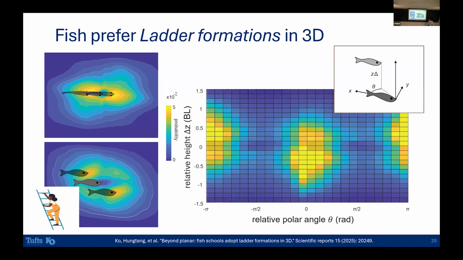I'll jump through some of the more rigorous characterization of the pairwise position in polar coordinates. You see that the diamond formation that is hypothesized to be the most common actually showed up very little in our probability map, and our ladder formation really occupies 79% of the pairwise positions.